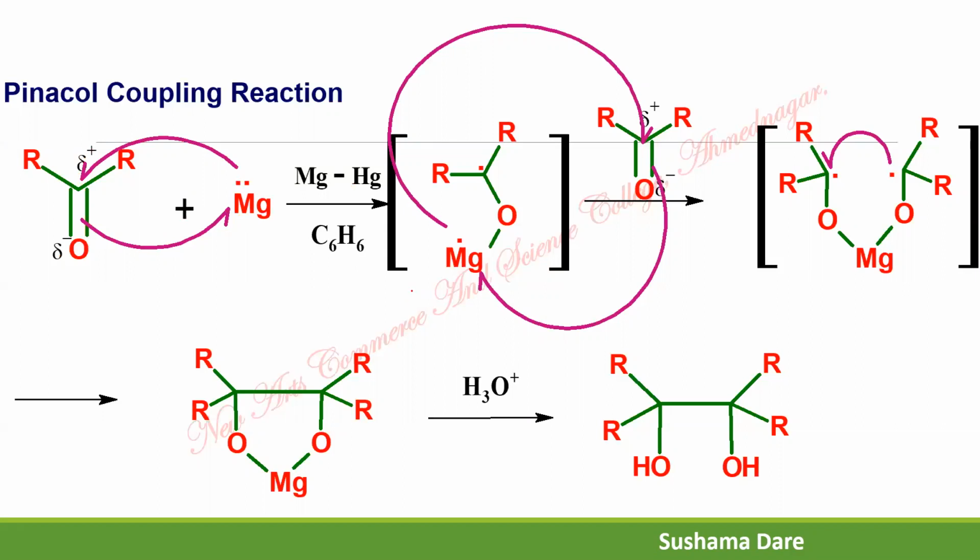So this transition state is generated where 1 electron is donated to this carbon. So there is 1 electron over here, and this double bond breaks and forms a bond with the magnesium. Now there is 1 radical on magnesium, 1 radical on carbon, and oxygen fulfills its valency. So magnesium donates 1 electron to this carbon.